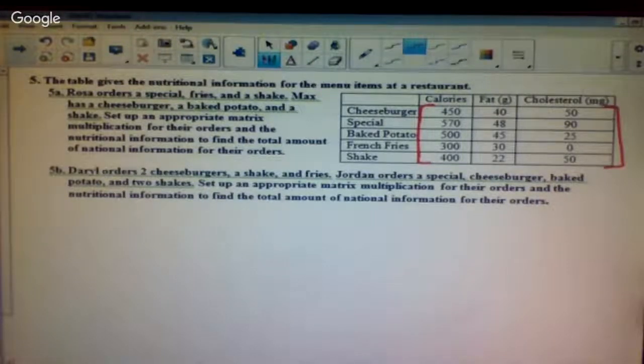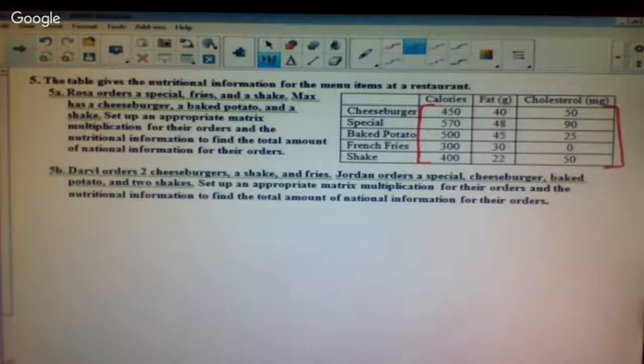Set up an appropriate matrix multiplication for their orders and the nutritional information to find the total amount of nutritional information for their orders. So first off, what information do we need or do we have to create my second matrix? Rosa and Max. Well, does that compare to Rosa and Max on the other table? No, so it's not quite Rosa and Max. What other information do we have that's going to create my matrix? What they ordered.